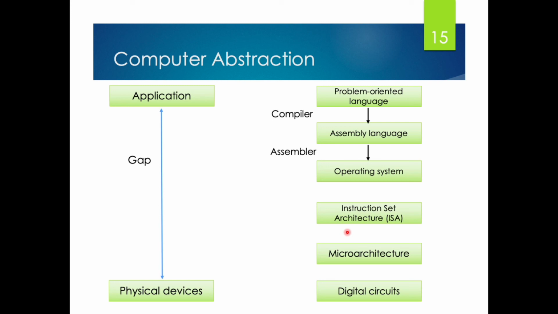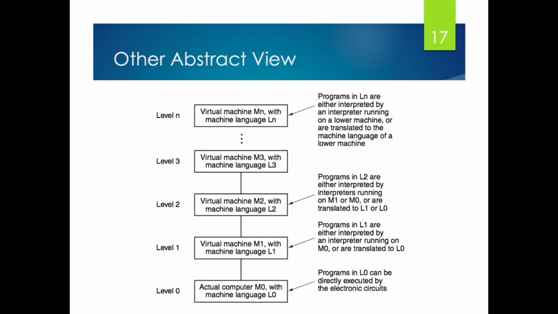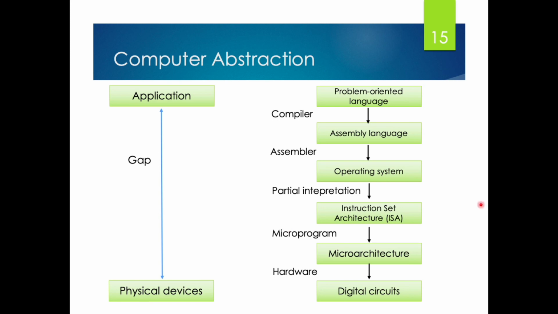Between the operating system and the instruction set architecture, we have partial interpretation. And between the instruction set and the microarchitecture, we have the microprograms. And between the microarchitecture and the digital circuit, we have the hardware of the computer. Through layer implementations, designers or students can deeply investigate particular layers depending on the aspect that they want to look at.